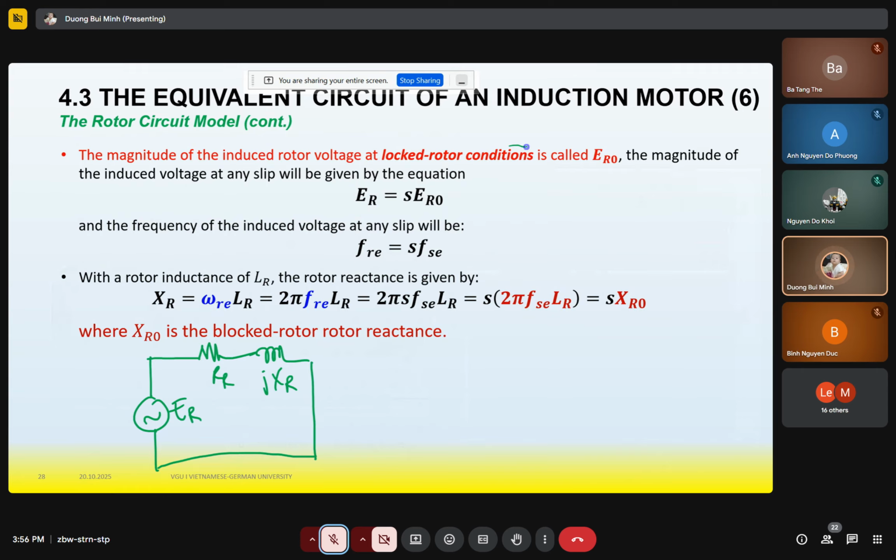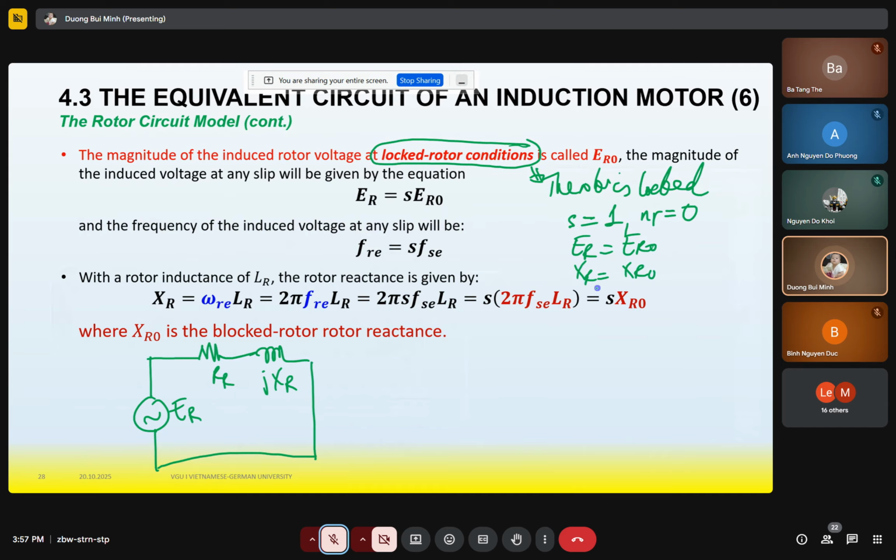So if we have a locked rotor condition, that means the rotor is locked. That means S is 1 and NR is 0. So now ER becomes ER0, XR becomes XR0, and RR becomes RR0. Okay, 0 means the condition of locked rotor.